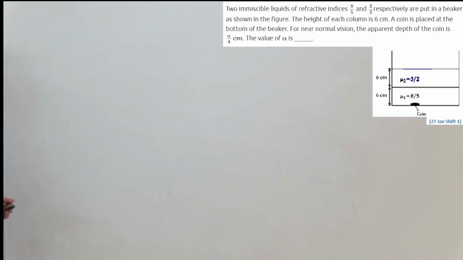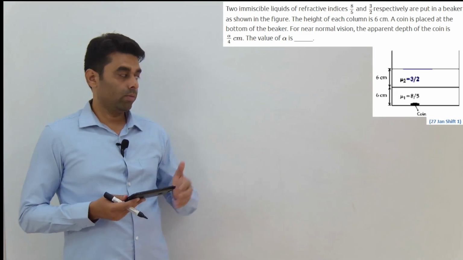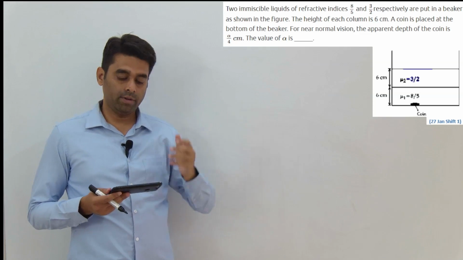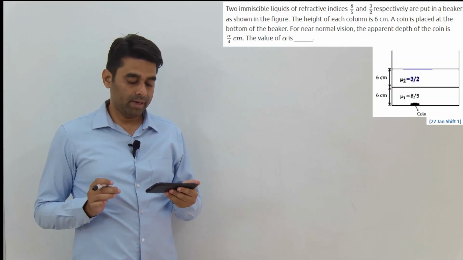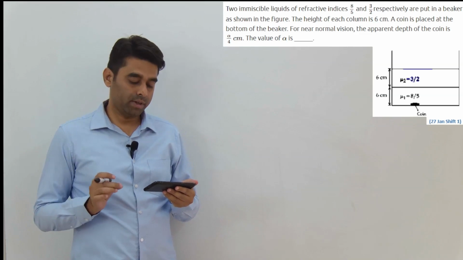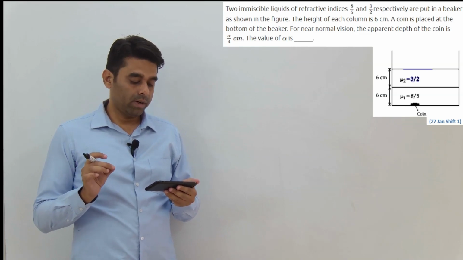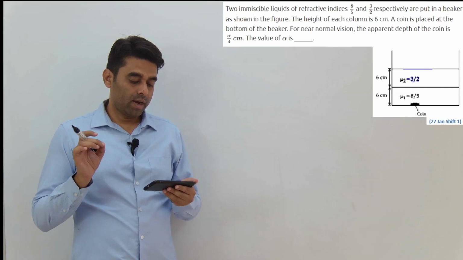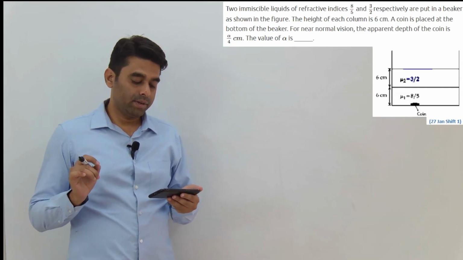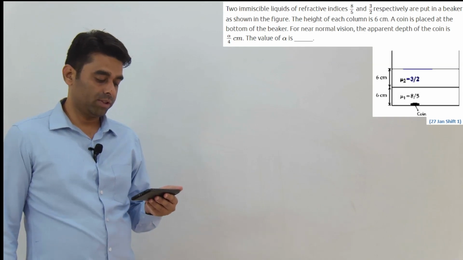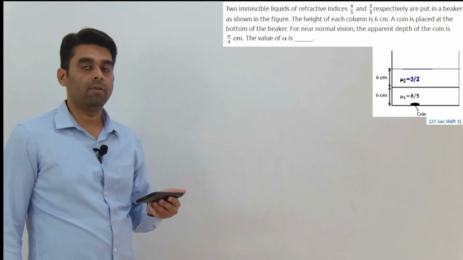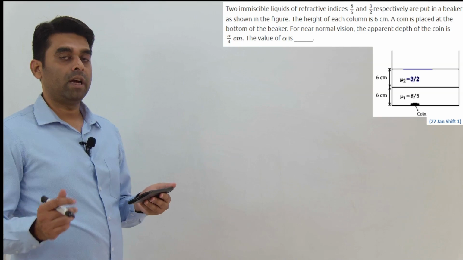So the first question that we have is in front of you. What is given is, two immiscible liquids of refractive indices 8/5 and 3/2 respectively are put in a beaker as shown in the figure. The height of each column is 6 centimeter. A coin is placed at the bottom of the beaker. For near normal vision, the apparent depth of the coin is alpha by 4 centimeter. The value of alpha is.